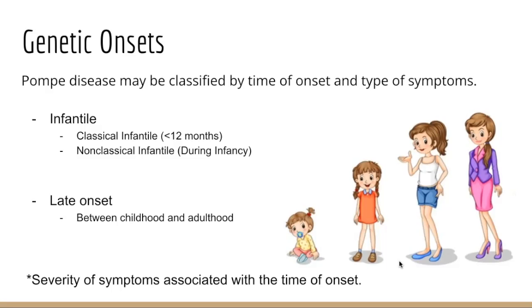Pompe disease has three main types, which vary depending on the severity and the age at which the symptoms occur. These types are classic infantile onset, non-classic infantile onset, and late onset. The types of Pompe disease will now be further discussed in detail.